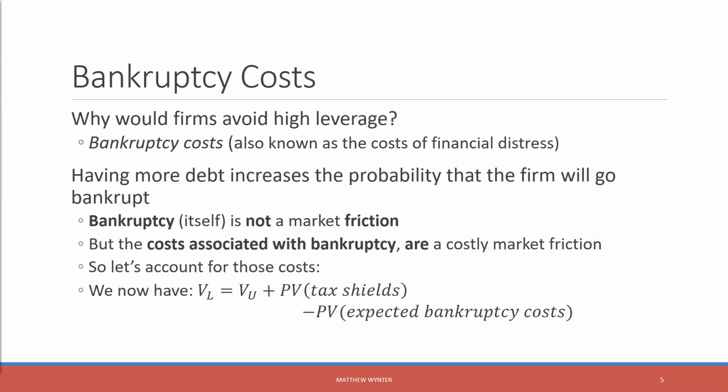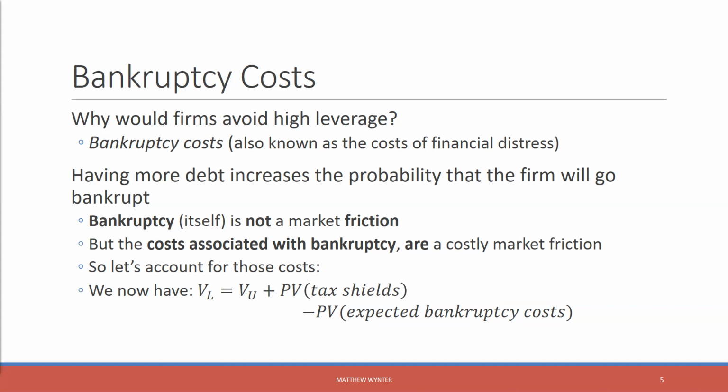So, what are bankruptcies? Well, a firm would want to avoid high leverage because bankruptcy can be costly. And this is also known as the cost of financial distress. Having more debt increases the probability that the firm will go bankrupt. Bankruptcy itself is not a market friction. We think bankruptcy is perfectly fine. The firm isn't able to continue to be a profitable, viable entity. It's going to take those assets and then give them to another firm. That's wonderful. The issue is the costs associated with bankruptcy.